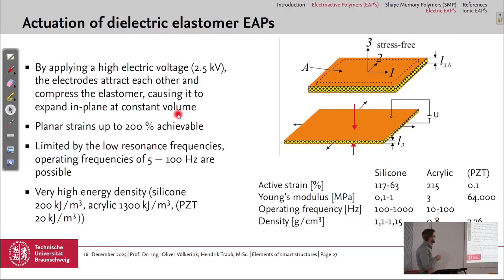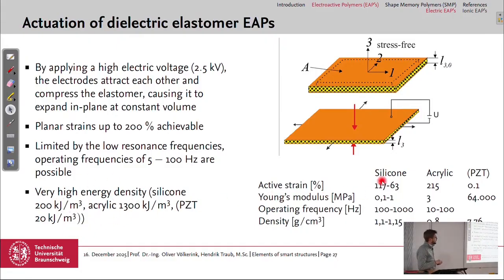So by applying a high electric voltage, 2.5 kilovolts, the electrodes attract each other and compress the elastomer, and this then causes expansion in the in-plane directions, and we can get planar strains up to 200%, a rather high stretching, like we saw in the video. But it's limited by a low resonance frequency, and the operating frequencies are also quite low, 5 to 100 hertz. But we have a very high energy density.